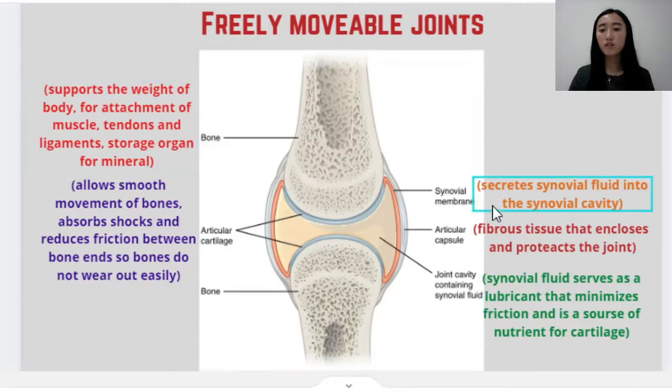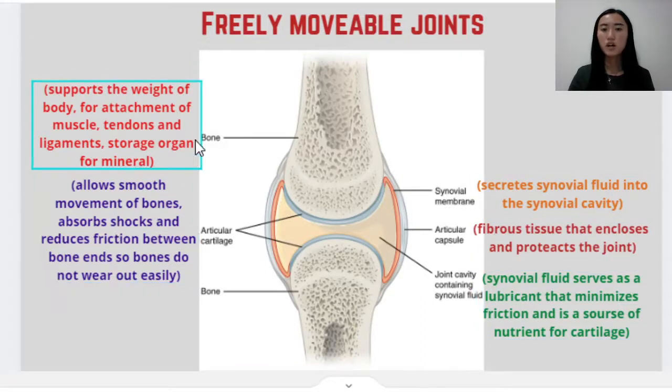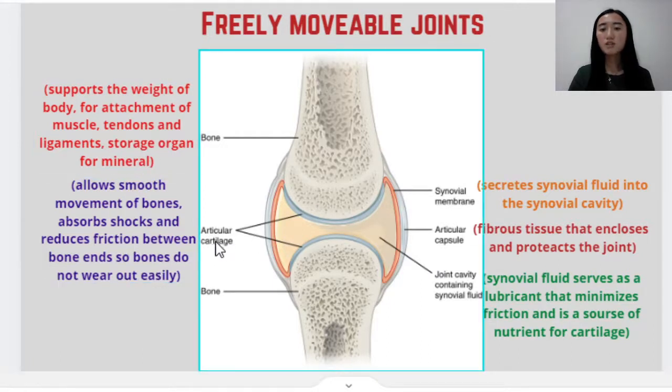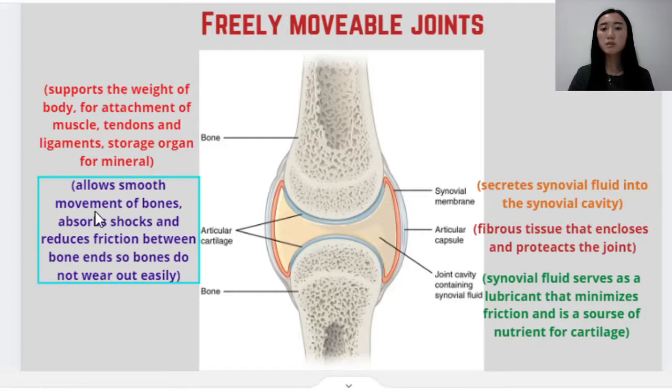Beside here, I attach the function of each structure. The bone supports the weight of the body and is also for the attachment of muscles, tendons, and ligaments. Bones are also important as a storage organ for minerals. While the articular cartilage allows the smooth movement of bones and acts as a cushion that absorbs shocks and reduces the friction between the bone ends so that the bones do not wear out easily.